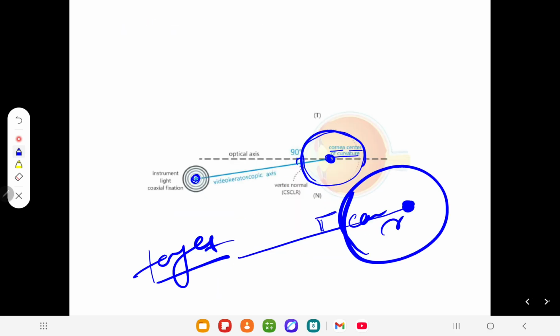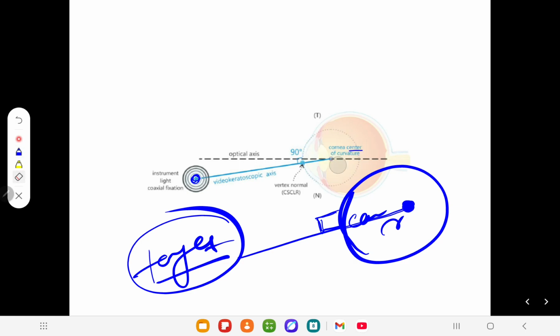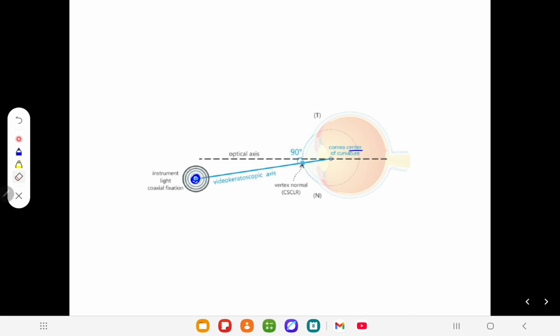Keratometric axis. I don't know whether I'm able to explain or not, but I think I'm explaining three things quite clearly. First, it should match with the fixated target. Second, it makes 90 degrees with the cornea. Third, it reaches toward the center of the cornea. See, this figure you are not seeing anywhere, do you?